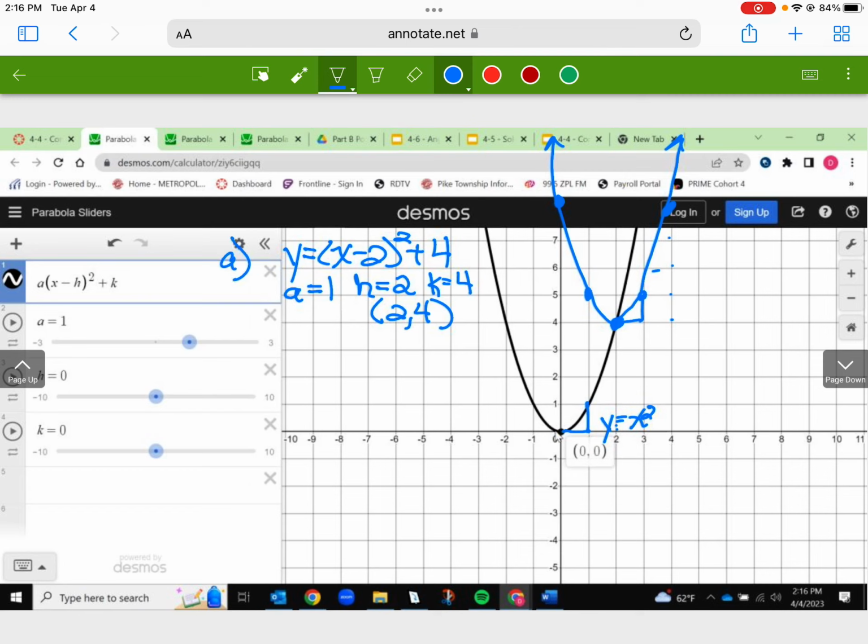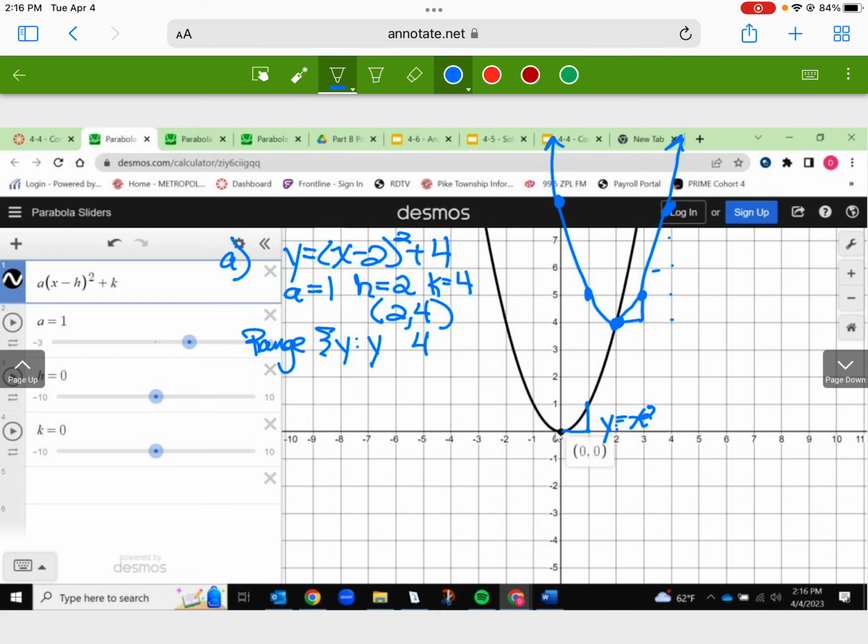Okay? Now, the bottom part, which you might not have even gotten to, talks about the range. And we said the range is the y values. So as I look at my y values, what is the lowest or highest y value you see for this parabola in blue? 4, right?